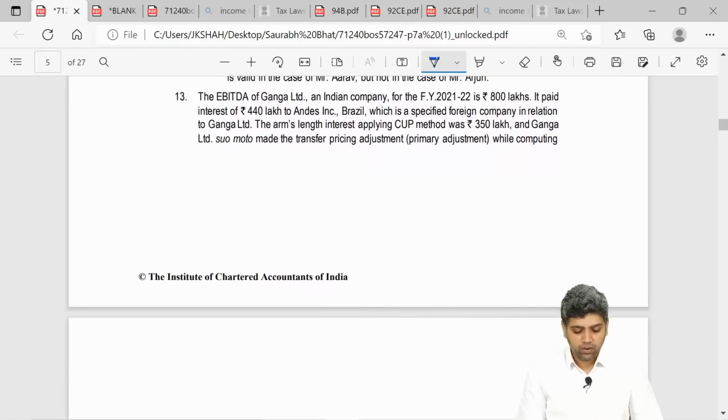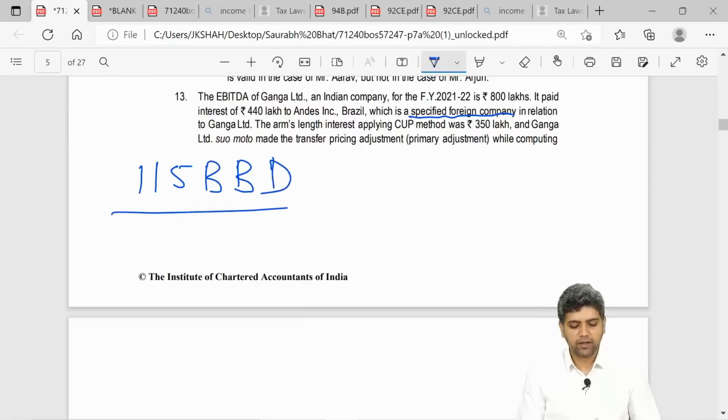Next one, transfer pricing. The EBITDA of Ganga Limited, an Indian company, for financial year 21-22 is 800 lakhs. It paid interest of 440 lakhs to Andes Incorporate Brazil, which is a specified foreign company. Now friends, what is this terminology specified foreign company? If you look at the provision of section 115BBD, it states that if an Indian company holds at least 26% shares carrying voting powers in a foreign company, then such foreign company would be regarded as a specified foreign company.